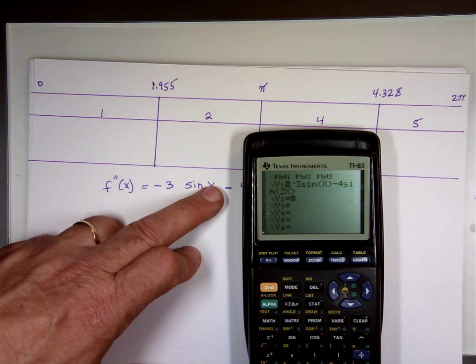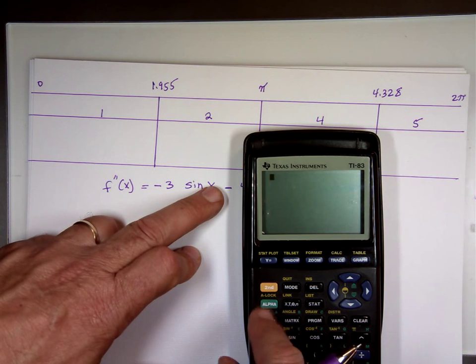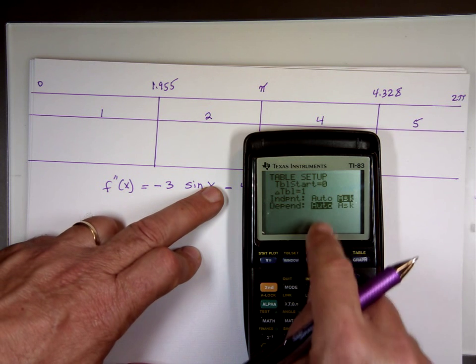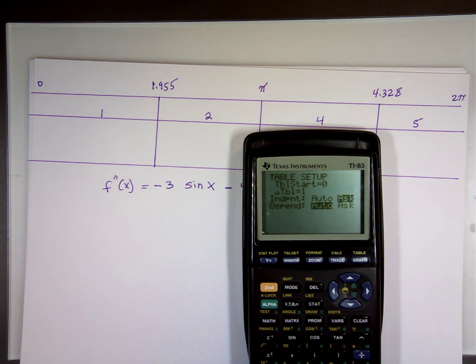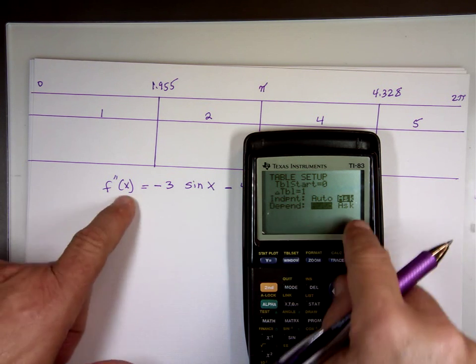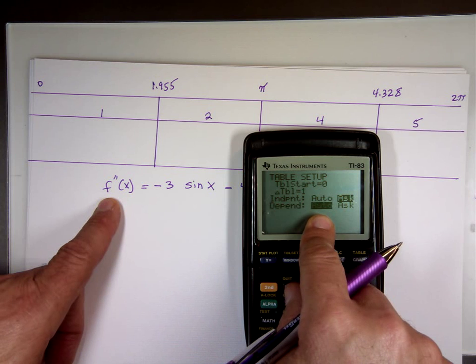Let me make sure I am in radian mode. Yep, I'm in radian mode. Let me go to table and set my table up. Table set, that's second table set. Make sure I'm in ask mode, which I am. The independent one, I want to be in ask. The dependent, I want to be automatic. I don't want you to ask me for the answer. I want you to do the answer for me. The independent, that's x. The dependent is f. So I want the x to be any value I want to put in, but I want the value for f to be calculated automatically for me. So that's what that setting is telling me.